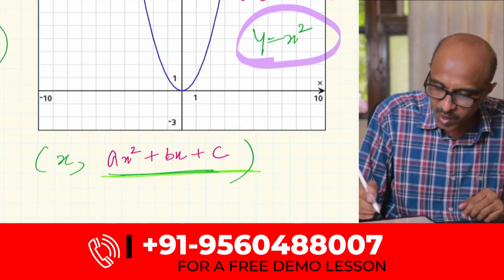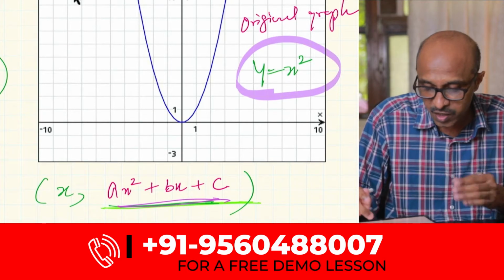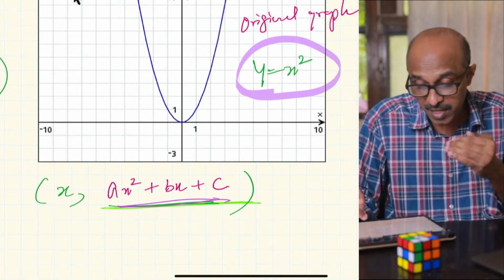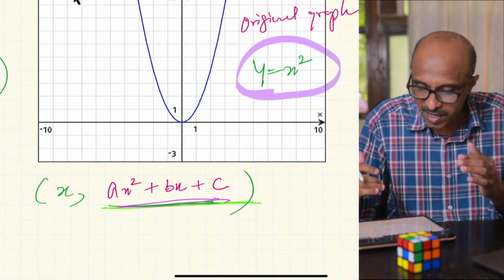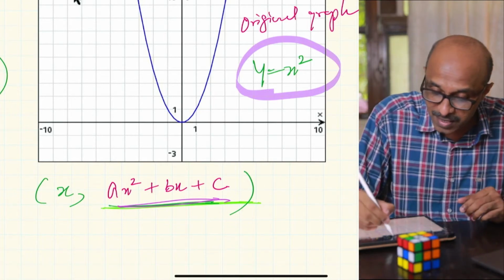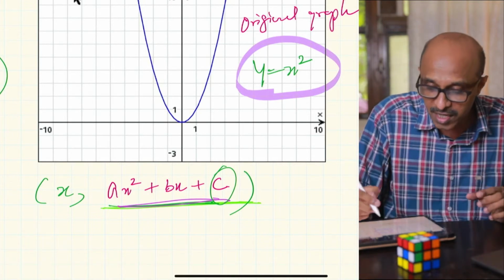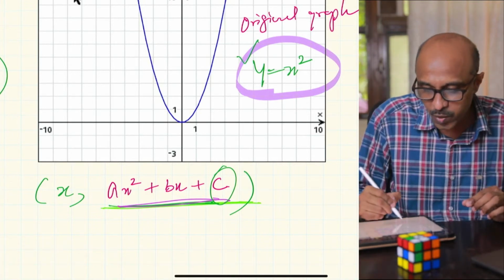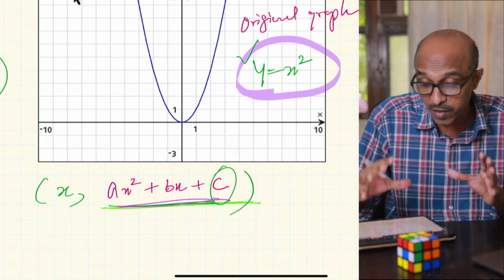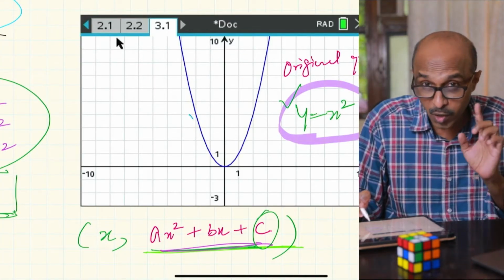Whereas when you have ax squared plus bx plus c, it's just some kind of a modification from that original graph. So when you multiply by a times x squared, it'll change slightly. When you add a bx to that ax squared, it'll change even more slightly. And when there's a c element also added to that expression, the graph will change. So this is the original graph, and ax squared plus bx plus c is some kind of a modification from the original graph.